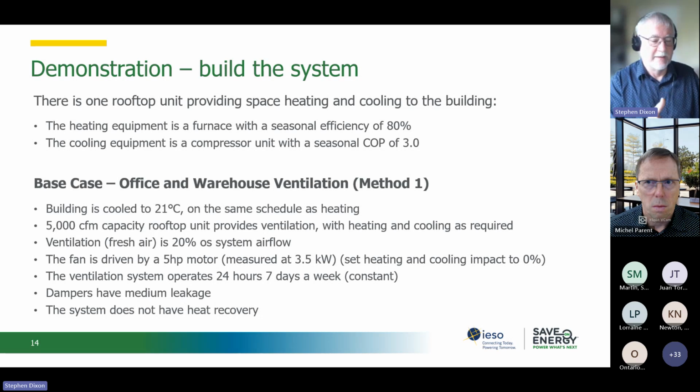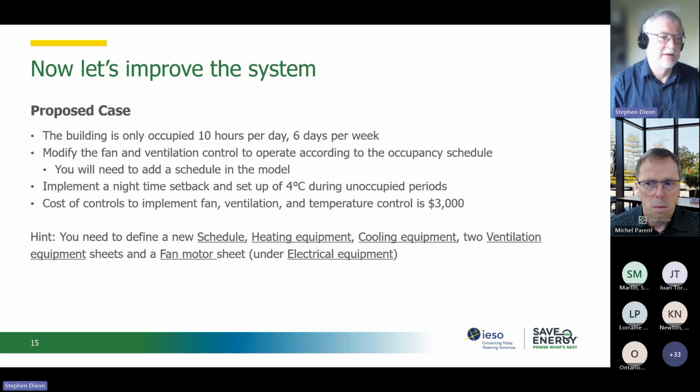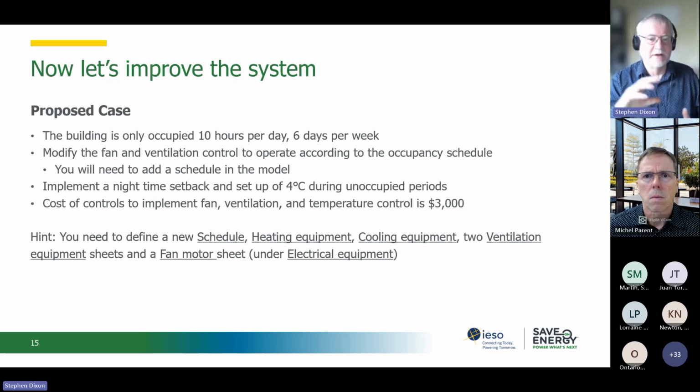We can specify the damper leakage. In this case, it's medium, and the system does not have heat recovery. And what we're going to do in the proposed case is to change the schedules to bring the operating schedule of this rooftop unit closer to what's required for the people in the building. We're going to implement a setback and setups of temperatures. And we're going to do all this for a relatively low amount of energy, a little bit of controls upgrade of about $3,000. So we can roll all this together.